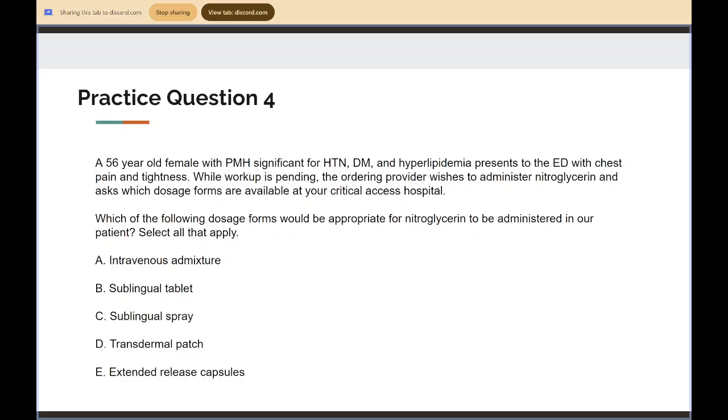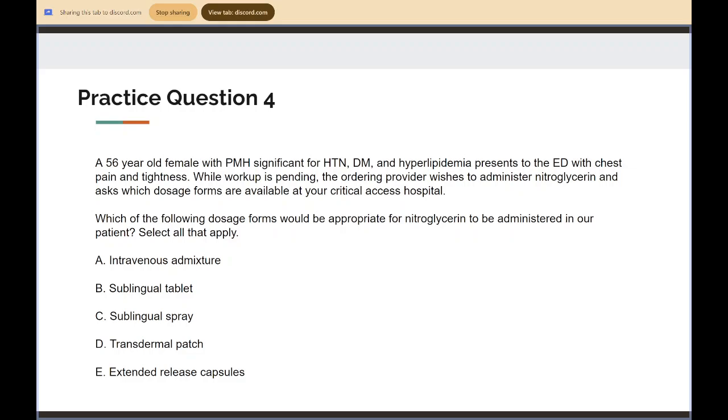Also know that there's an ointment. And remember with the ointment, sometimes referred to as a paste, needs to be applied with a glove to limit vasodilation to the person who's administering the nitro. However, for this patient, we're looking for an emergency or an urgent situation.